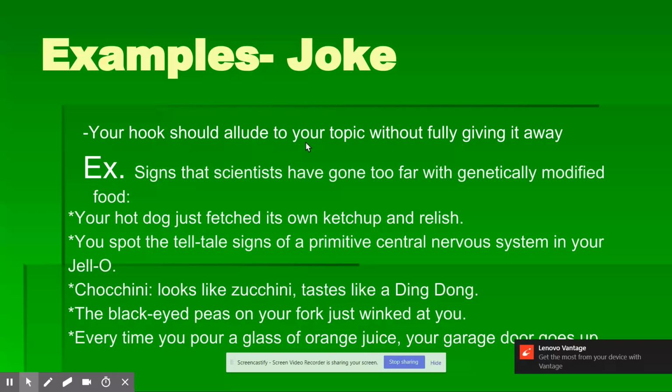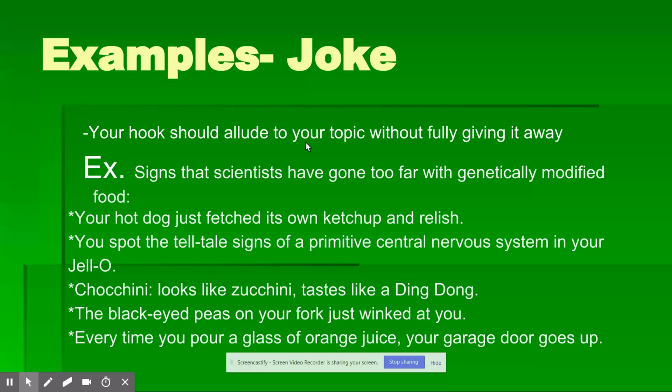It says, you know that the scientists have gone too far with genetically modified food when your hot dog can just fetch its own ketchup and relish. You spot the telltale signs of a primitive central nervous system in your jello. Chalkini looks like a zucchini, tastes like a ding dong. Black-eyed peas on your fork just winked at you. And every time you pour a glass of orange juice, your garage door goes up.